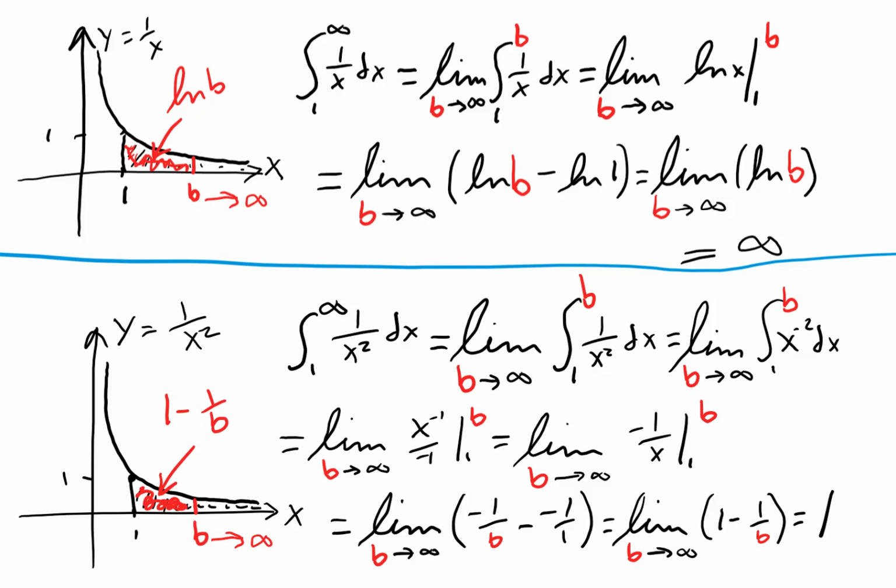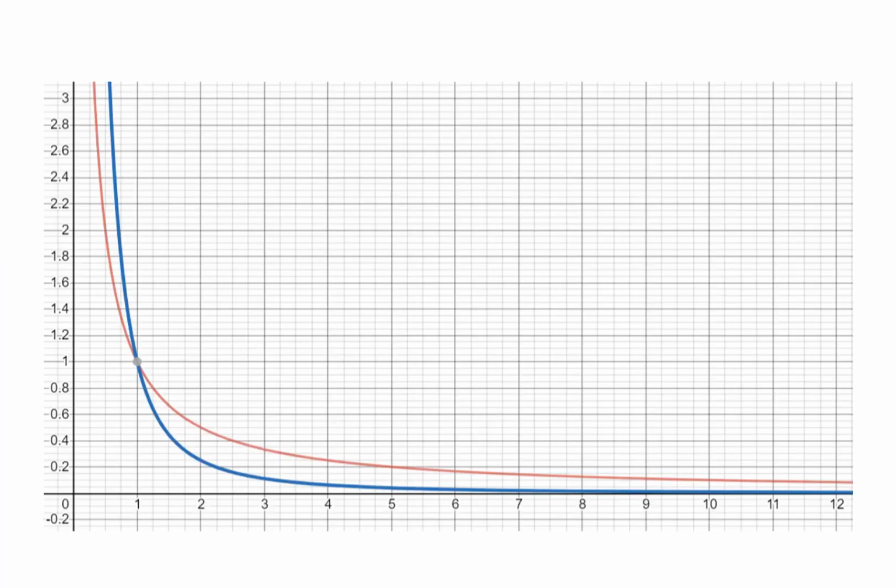The first conclusion we can draw from this is that improper integrals are not all the same, even when they look very similar. We can get a clearer idea of what is going on with these integrals if we replace the rough sketches with better graphs. The red curve here is y equals 1 over x, and the blue curve is y equals 1 over x squared. While the shapes are similar, they are not the same.